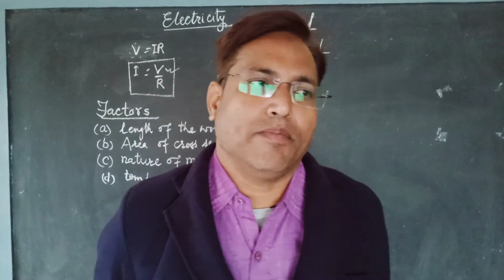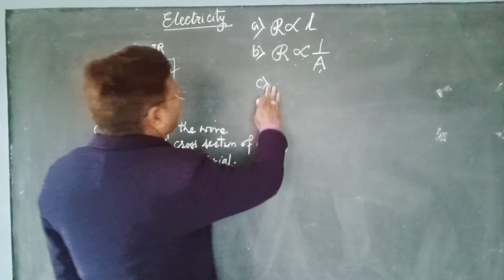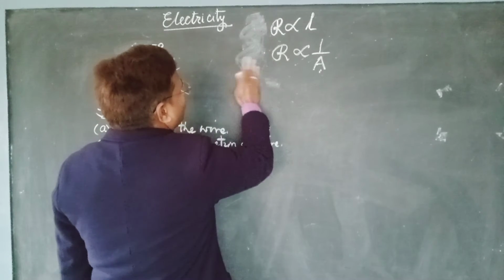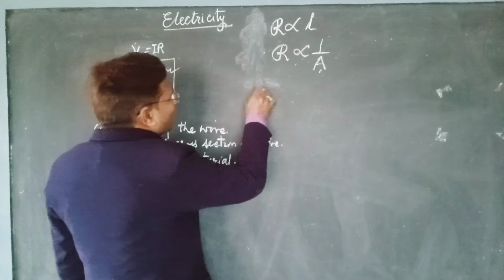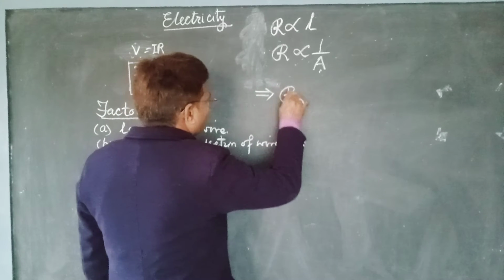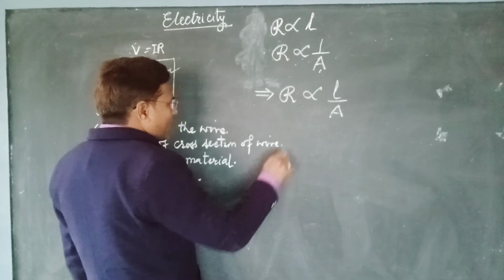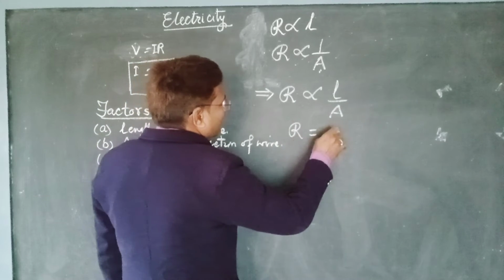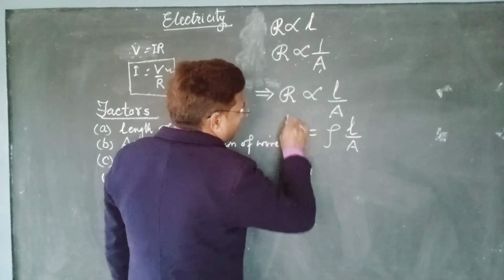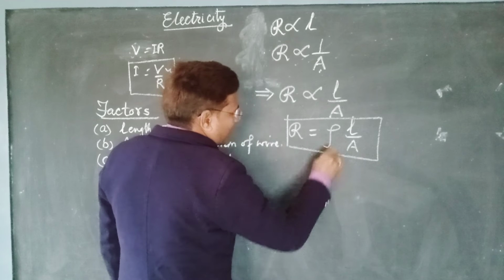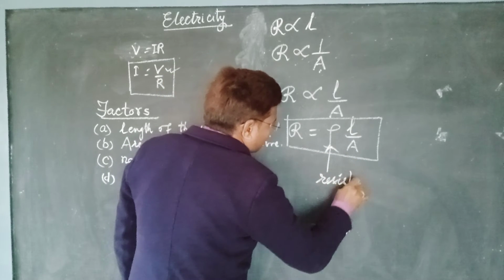Now we saw these two things, that R is directly proportional to L and R is inversely proportional to the area of cross section. If I combine these two, I get R is directly proportional to L by A. And when I remove the proportionality sign, I will get R equals rho L by A. This rho is known as resistivity.